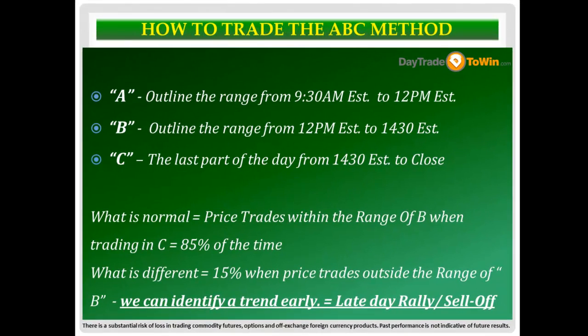So let's outline the rules again. We have A, the outline from 9:30 to 12 o'clock. We have B, being the outline from 12 to 14:30, and we have C, the last part of the day, from 14:30 to close. So what's normal is that price trades within the range of B when trading in C, 85% of the time. So pay attention to catch either a trend early on or a late day rally or late day sell-off.